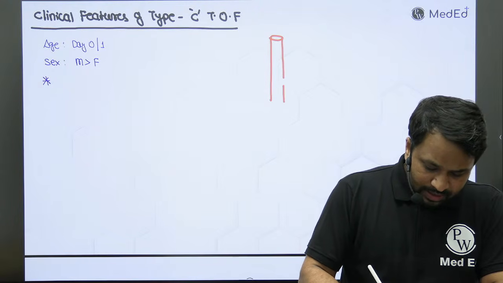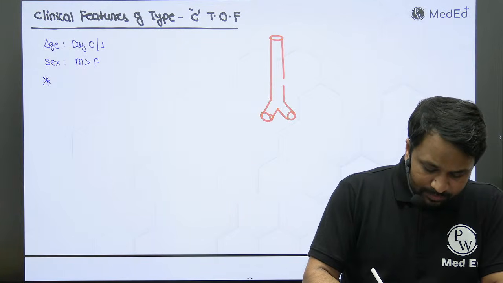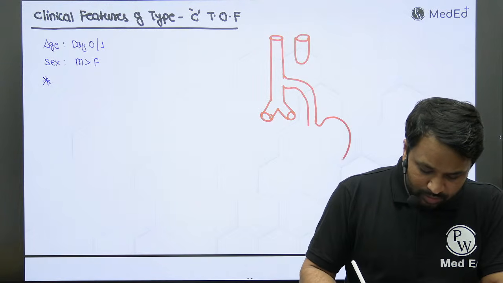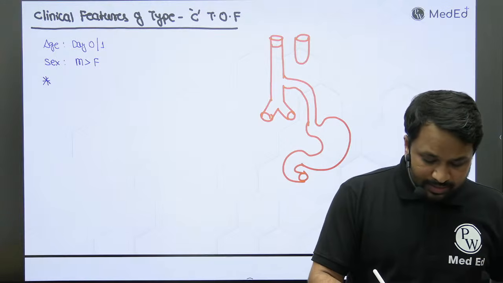This is where there will be a fistulous communication present. The upper esophageal segment remains in atresia. The lower esophageal segment is going to communicate with that of the stomach. So what is the clinical presentation that is going to happen?